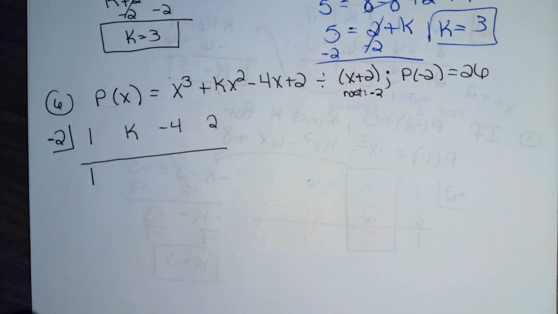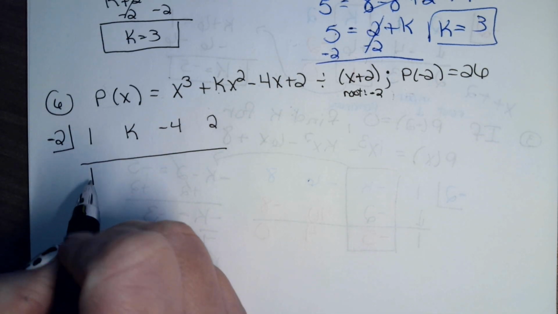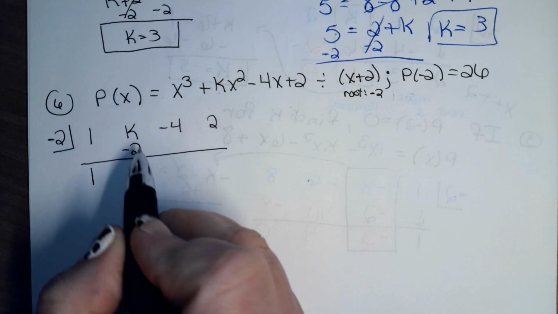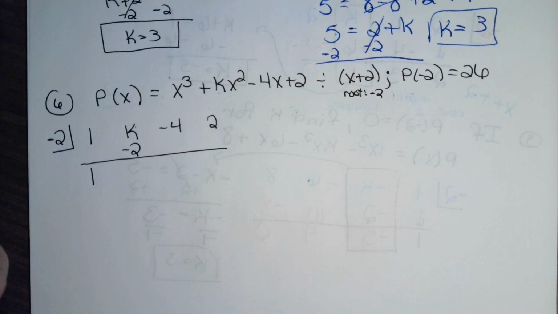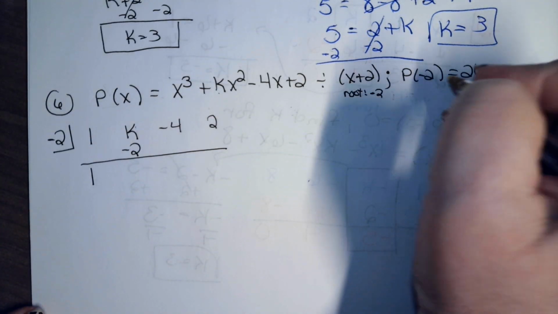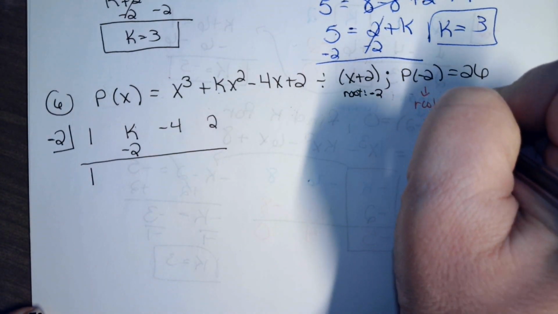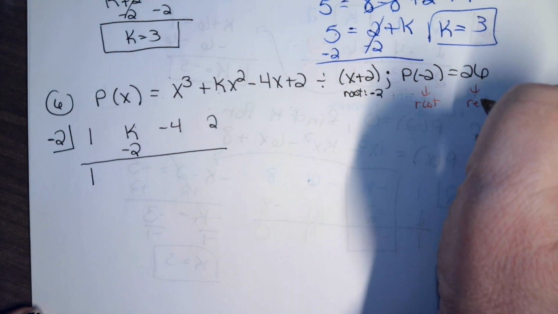Dropping that 1. Negative 2 times 1 is negative 2. We can't combine these, so we hit that roadblock. So we're going to start working backwards. You are told that the remainder is 26. So this 2 is your root, and this is your remainder.